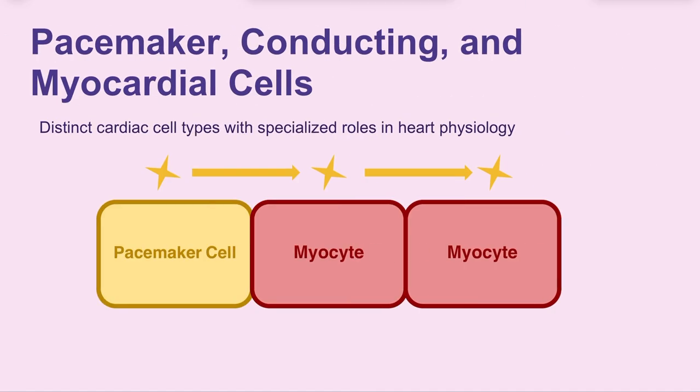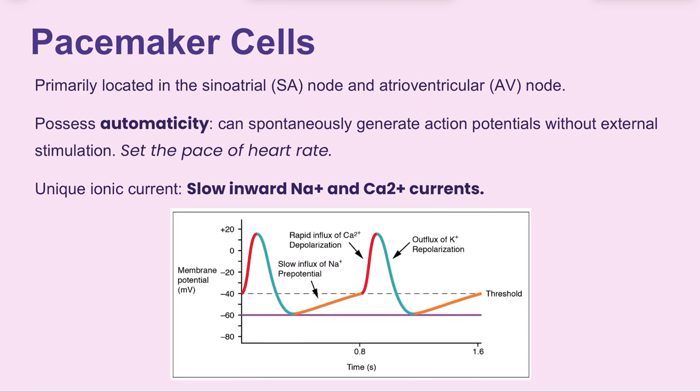Pacemaker versus conducting versus myocardial cells. That's kind of the next topic. All right, so these are distinct cell types with specialized roles in cardiac physiology. Now, the basic idea here is that we've got this pacemaker cell, and we're going to have this electrical signal that starts in the pacemaker cell, and that's going to make its way through the rest of the cells throughout the heart. So pacemaker cells are primarily located in the SA node and the AV node.